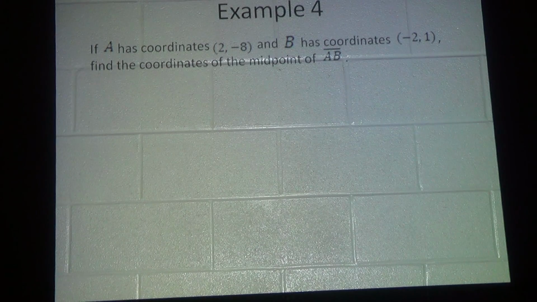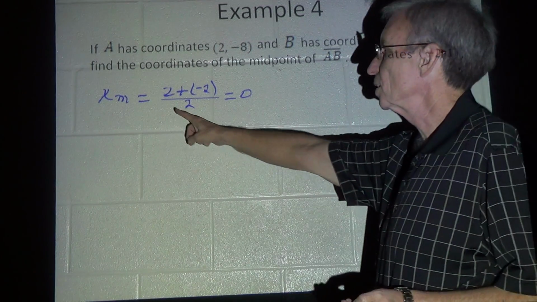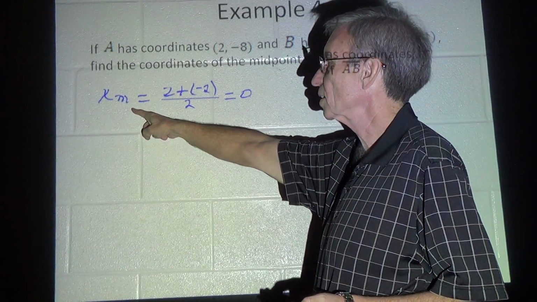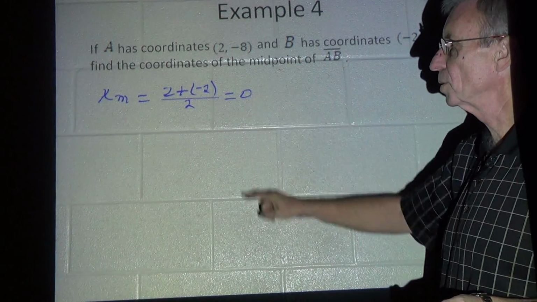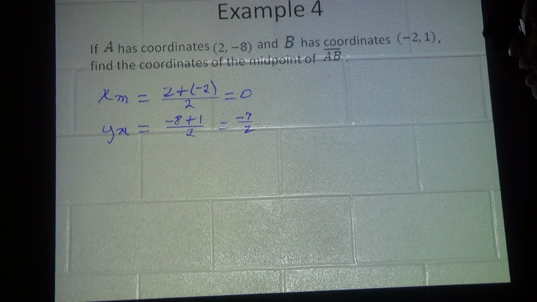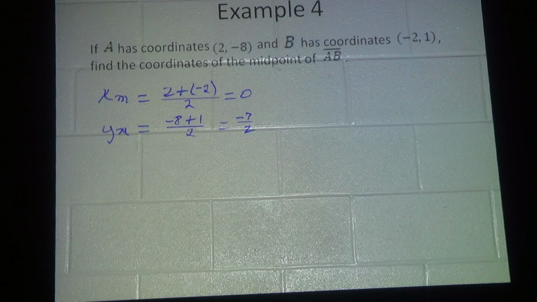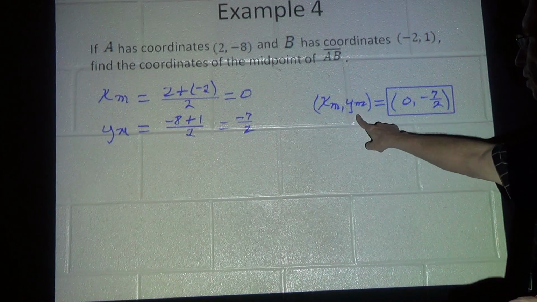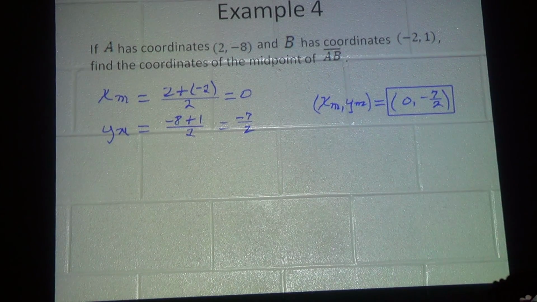It says if point A has coordinates 2, negative 8, and B has the coordinates negative 2, 1, find the coordinates of the midpoint of segment AB. So we take our formula, which says that the midpoint x is going to equal 2 plus negative 2 divided by 2, which is 0 in this case. The y of the midpoint is going to be negative 8 plus 1 over 2, which gives us negative 7 over 2. So the midpoint that we're looking for, in the coordinate way of writing this, is 0, negative 7 over 2.